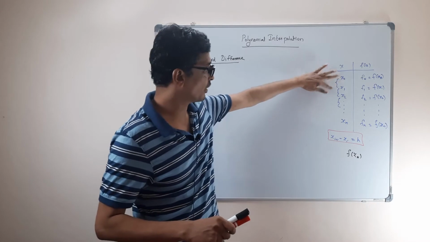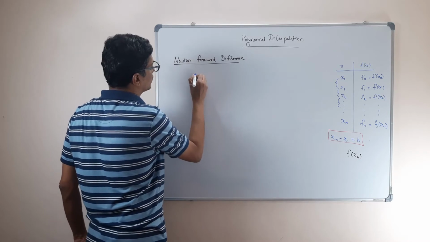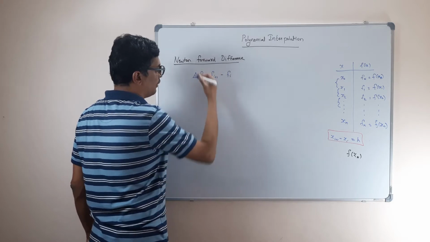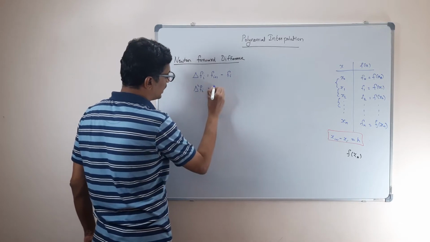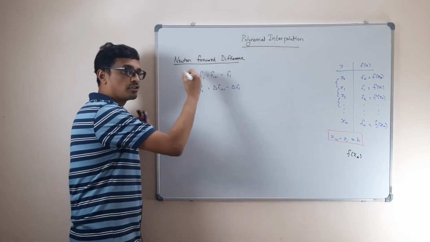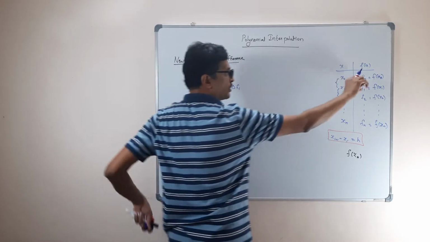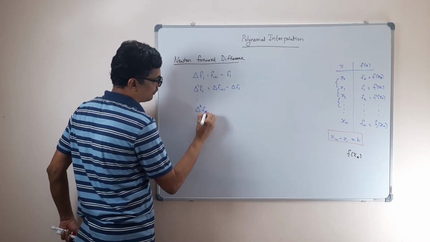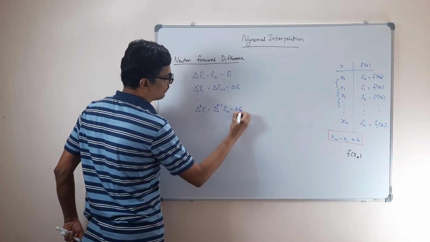When your data values are evenly spaced, we define a forward difference operator, delta. Delta f of i equals f of i plus 1 minus f of i, and we can proceed further: del square f of i will be equal to del f of i plus 1 minus del f of i. I am using this operator to find the difference between those data values. I can keep going: del k f of i will be equal to del k minus 1 f of i plus 1 minus del k minus 1 f of i.